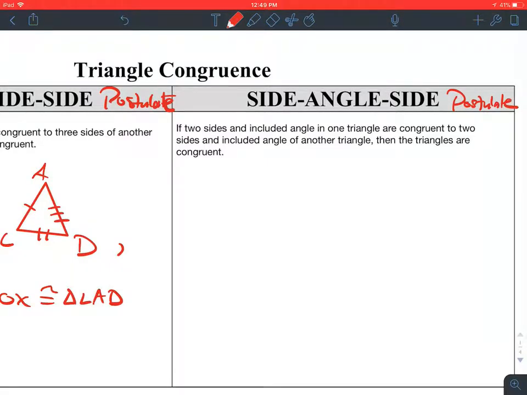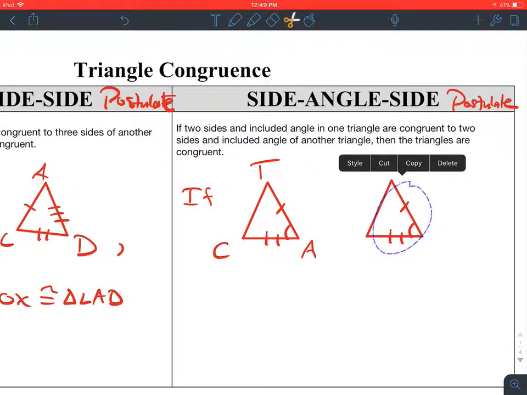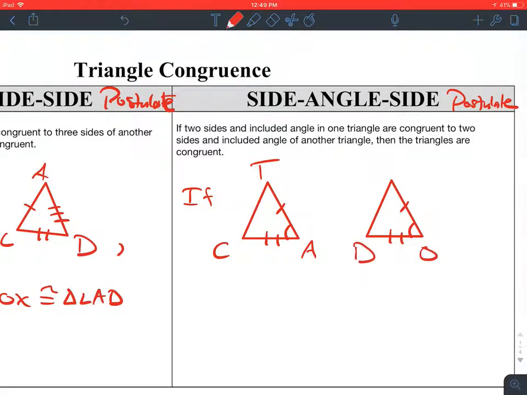If two sides and included angle in one triangle, let me explain what two sides and included angle is. So if I pick any two sides in this, such as this side and this side, the angle that's included in them is the angle that they share in common. So if that is congruent to another triangle, two sides and included angle, then we can conclude from this the triangles are congruent.